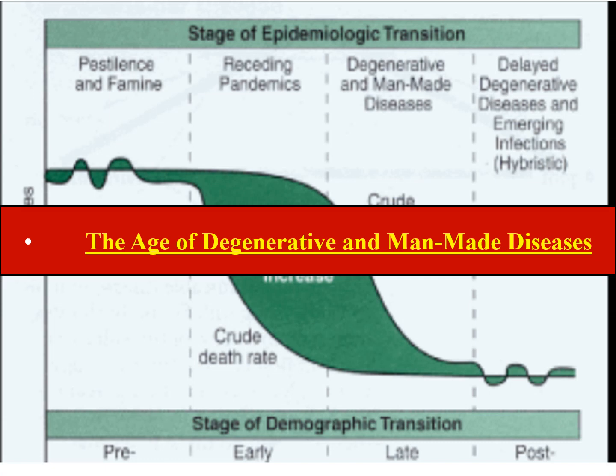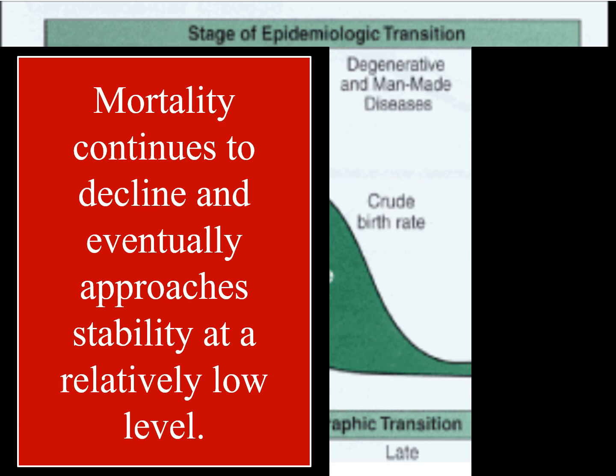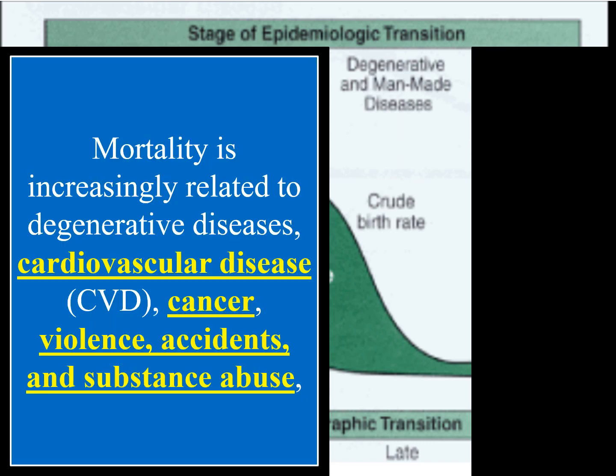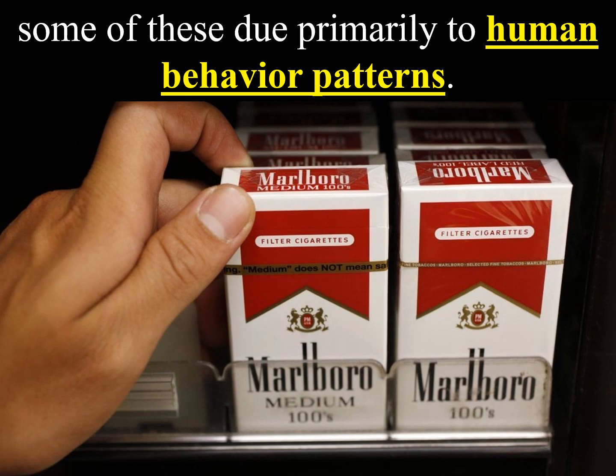The age of degenerative and man-made diseases, stage 3. So just like the demographic transition model, we see mortality continue to decline and eventually start to get close to stable. So we're not seeing those infectious and parasitic diseases anymore. Instead, we're starting to see those degenerative diseases, the things that you get when you're older, things like cardiovascular disease, many types of cancer, but also accidents, substance abuse, these types of things. Some of these are actually what I call luxury diseases. We give them to ourselves. It's because of human behavior patterns like smoking and drinking and things like that.